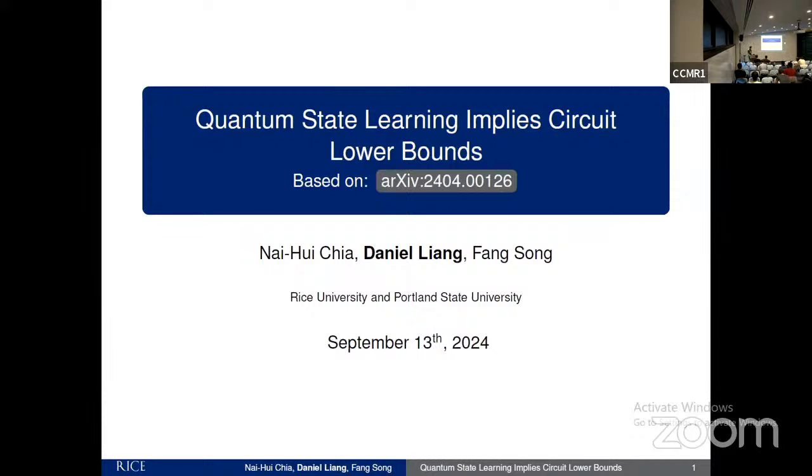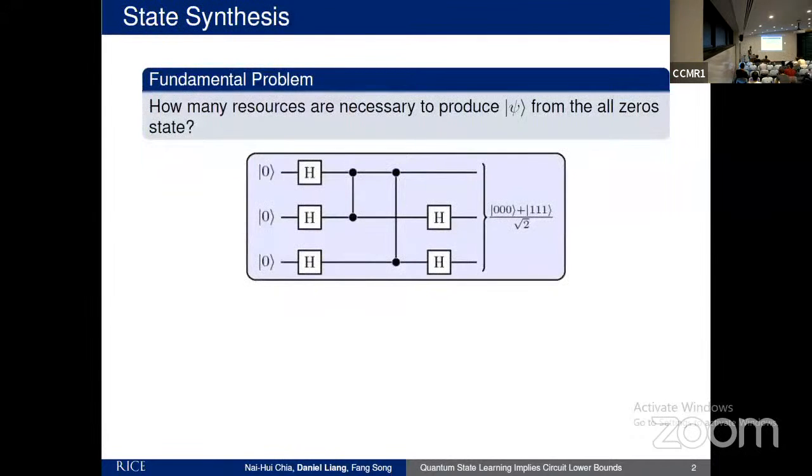And yeah, so a very fundamental problem in quantum information is producing a state. So that's basically starting from, say, the all zero state. How much resources do you need to produce some target state? For instance, if you want to prepare the GHZ state and you're starting with all zeros, and let's say your gate set is Hadamard and CZ gates, you might produce it like this. If you have like a CNOT and Hadamard gate set, you might decompose it slightly differently, but the idea is the same.